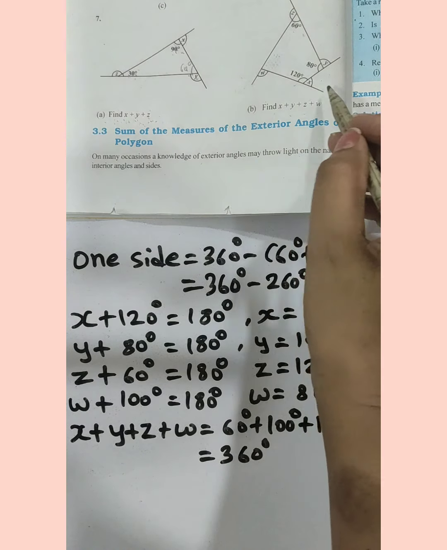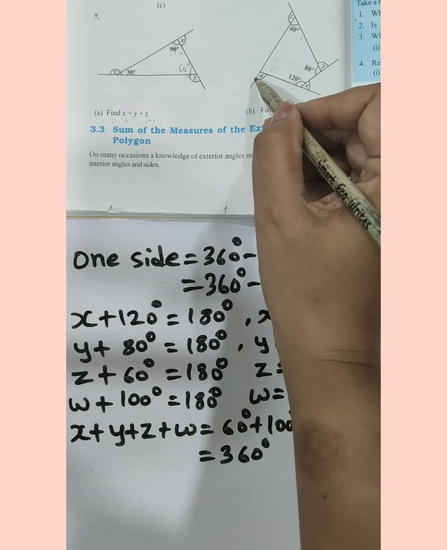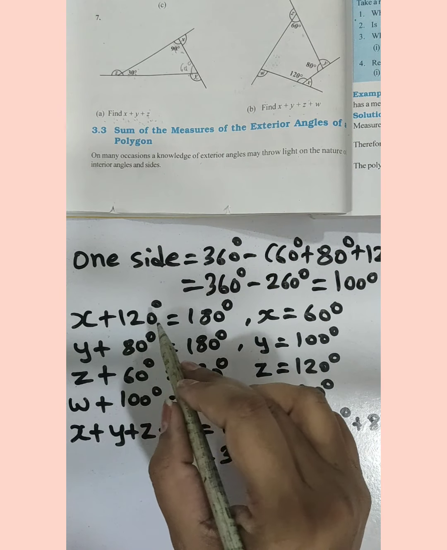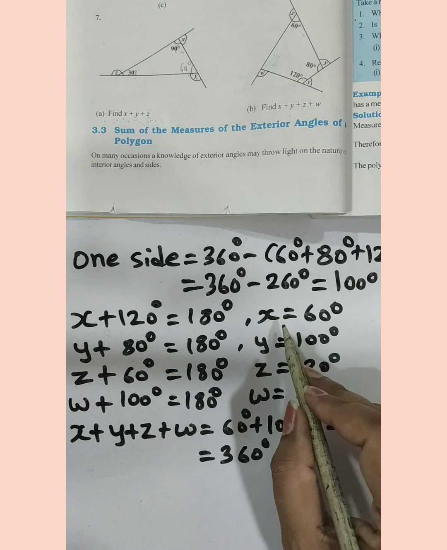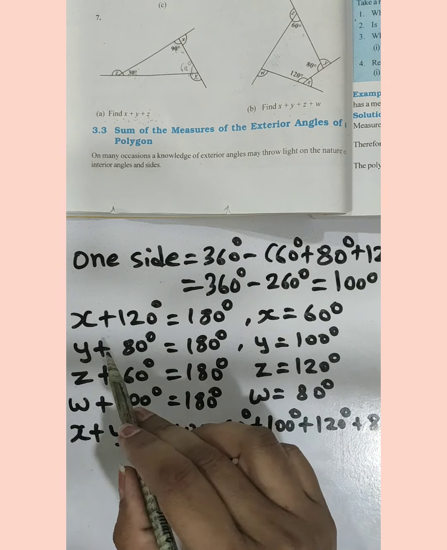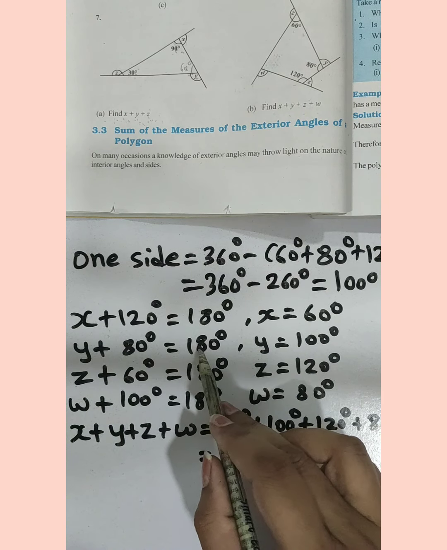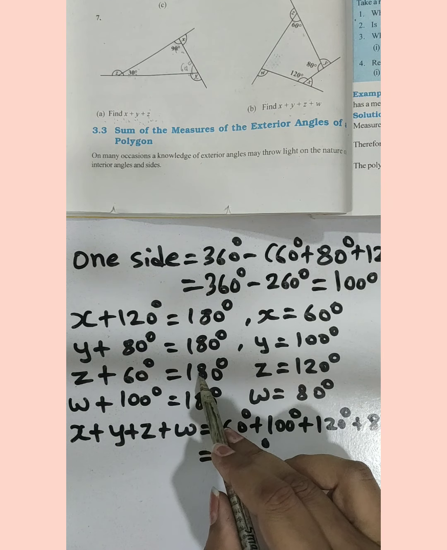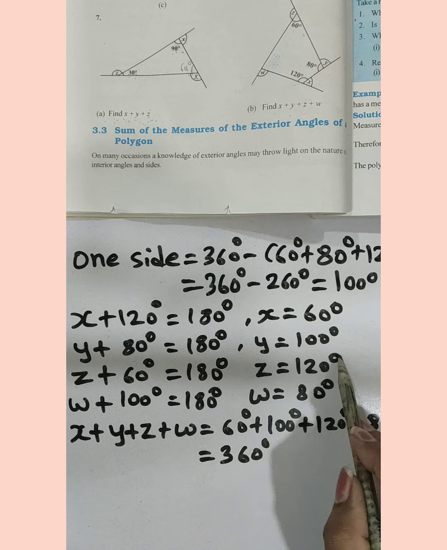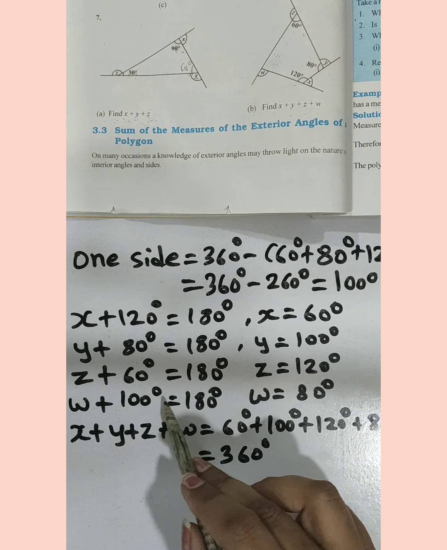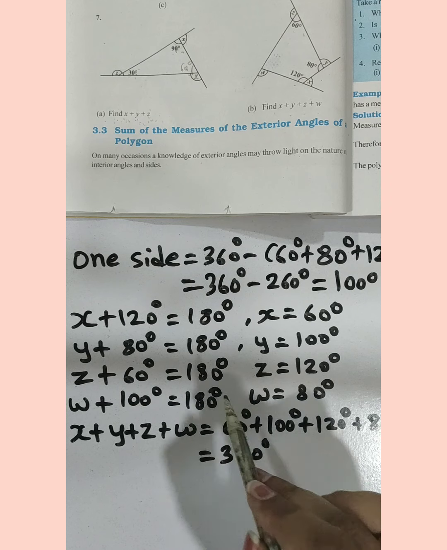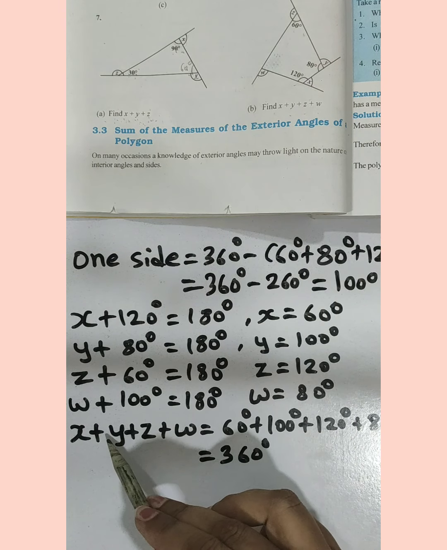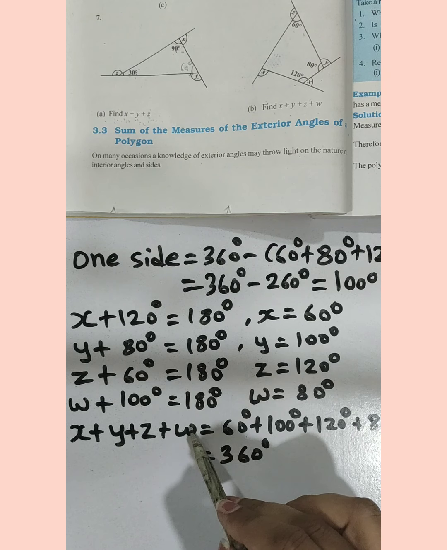Now for x, y, z and w values, if you observe, x is also forming a linear pair. So x plus 120 is equal to 180, which will give you x is equal to 60 degrees. Similarly, y plus 80 is also equal to 180, so y will give you 100 degrees. z plus 60 is equal to 180, so z will give you 120 degrees. w plus 100 is equal to 180, as it is again forming a linear pair, so my w is going to be 80 degrees.